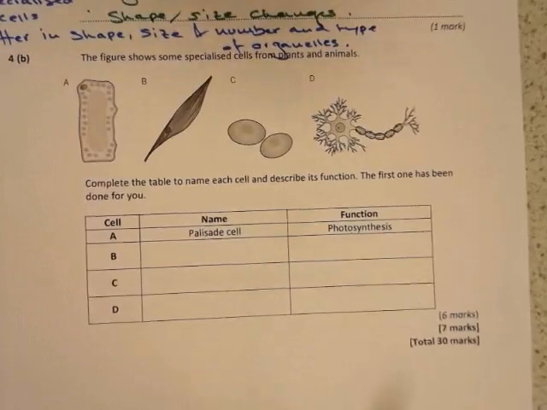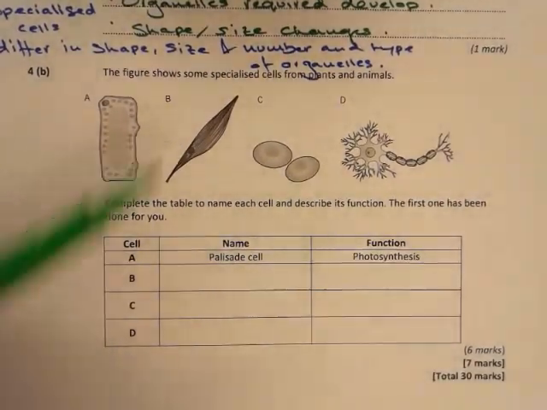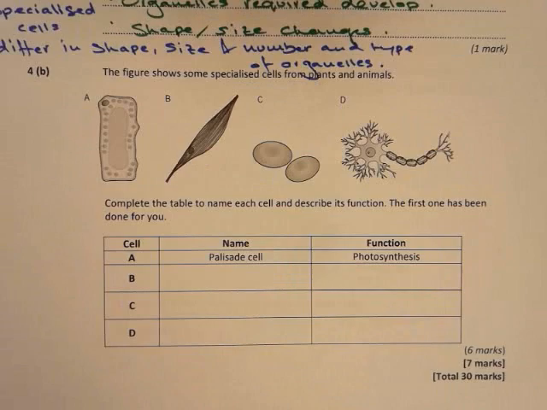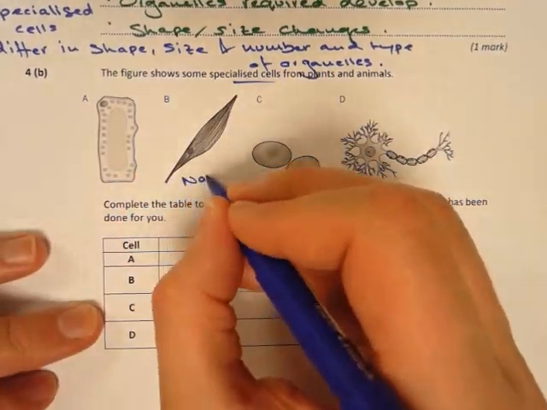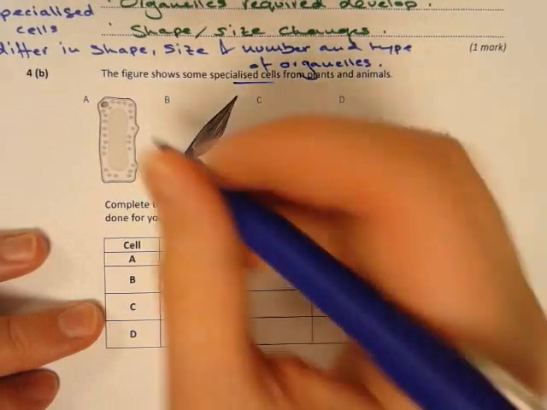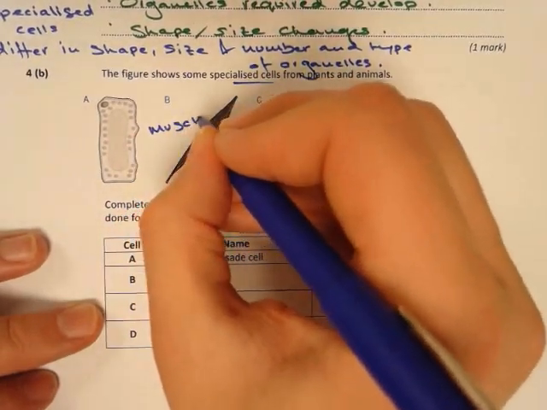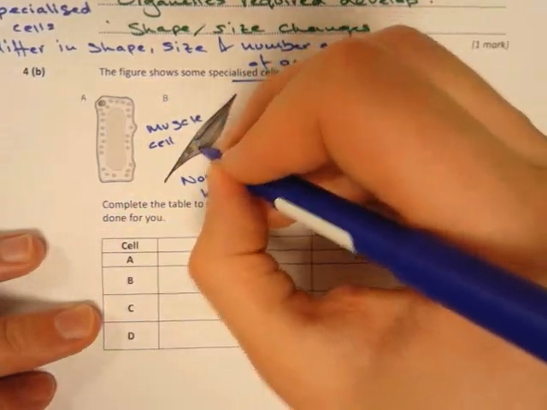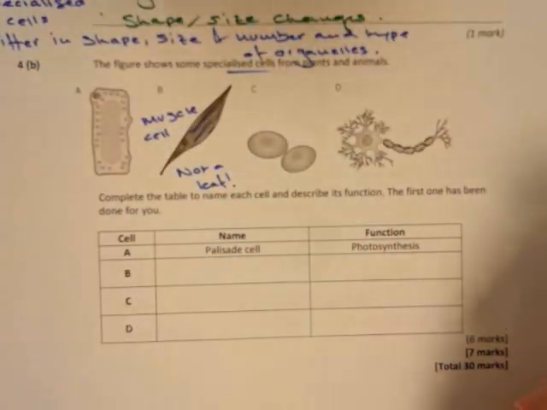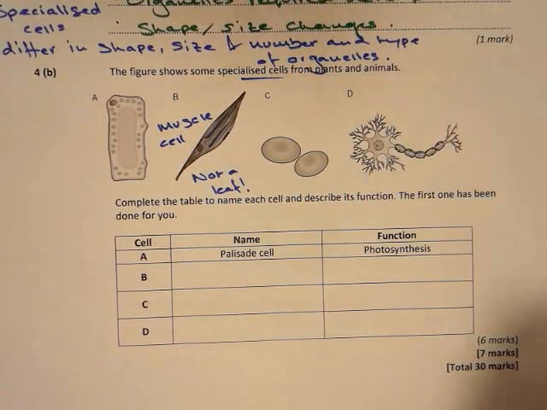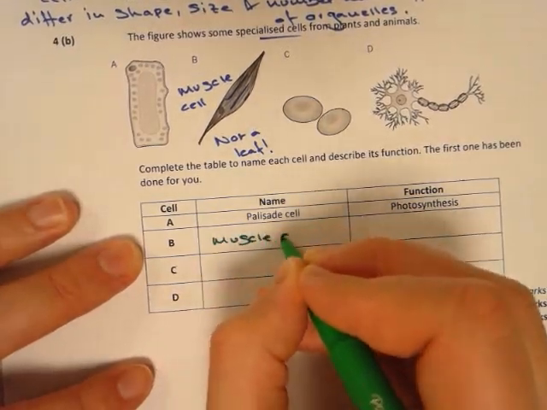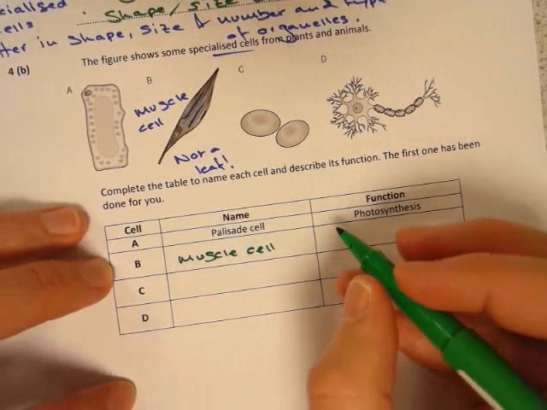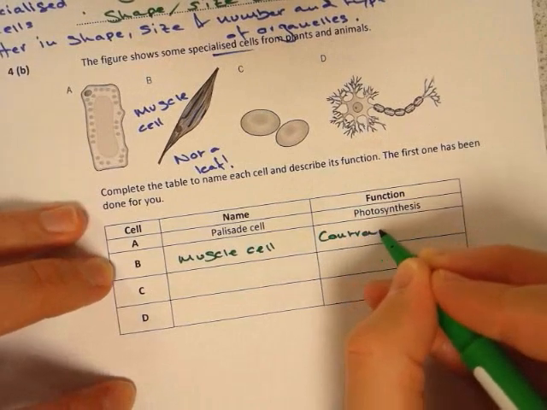Okay, we can quickly go through 4b. A lot of people, for some reason, thought this was a leaf. This is not a leaf. Look at the question. It says it shows some specialised cells. This is not a leaf. Right, this is a muscle cell. These lines going through it are proteins which allow the muscle to move and carry out its function. Alright, so B is a muscle cell. Its function is contraction for movement.